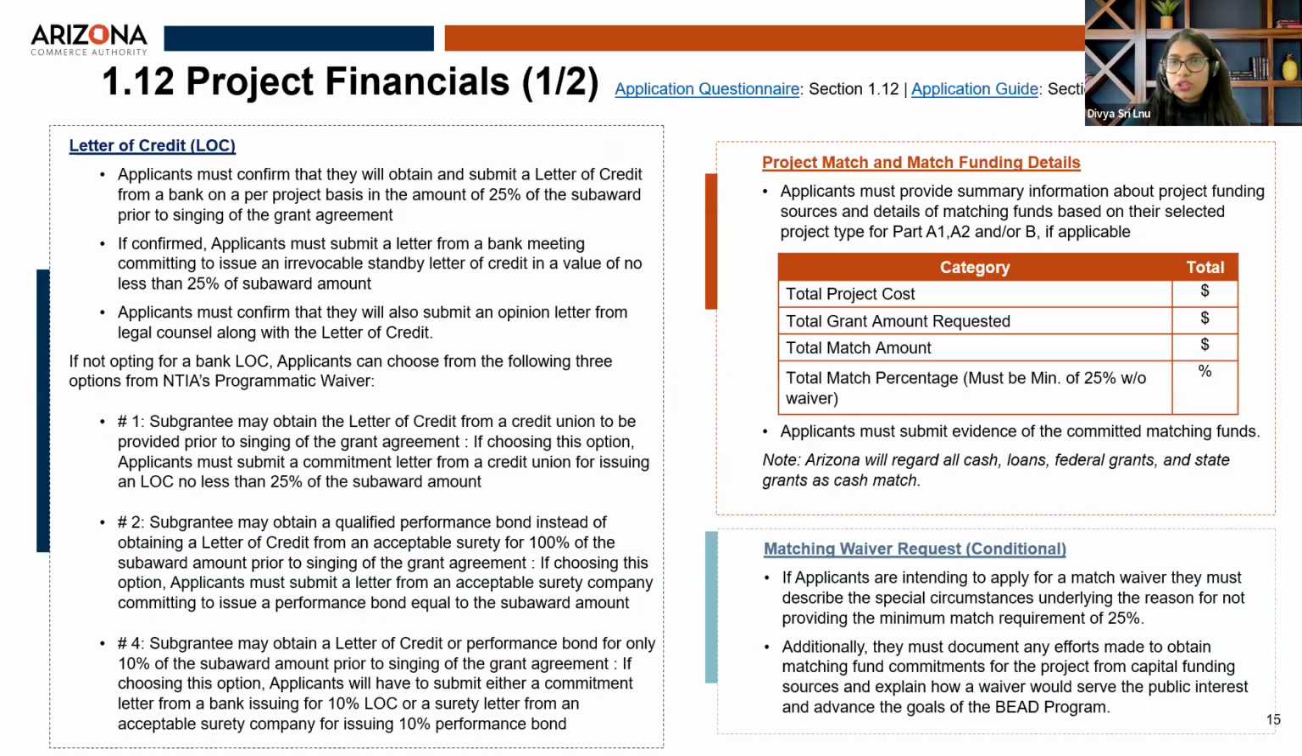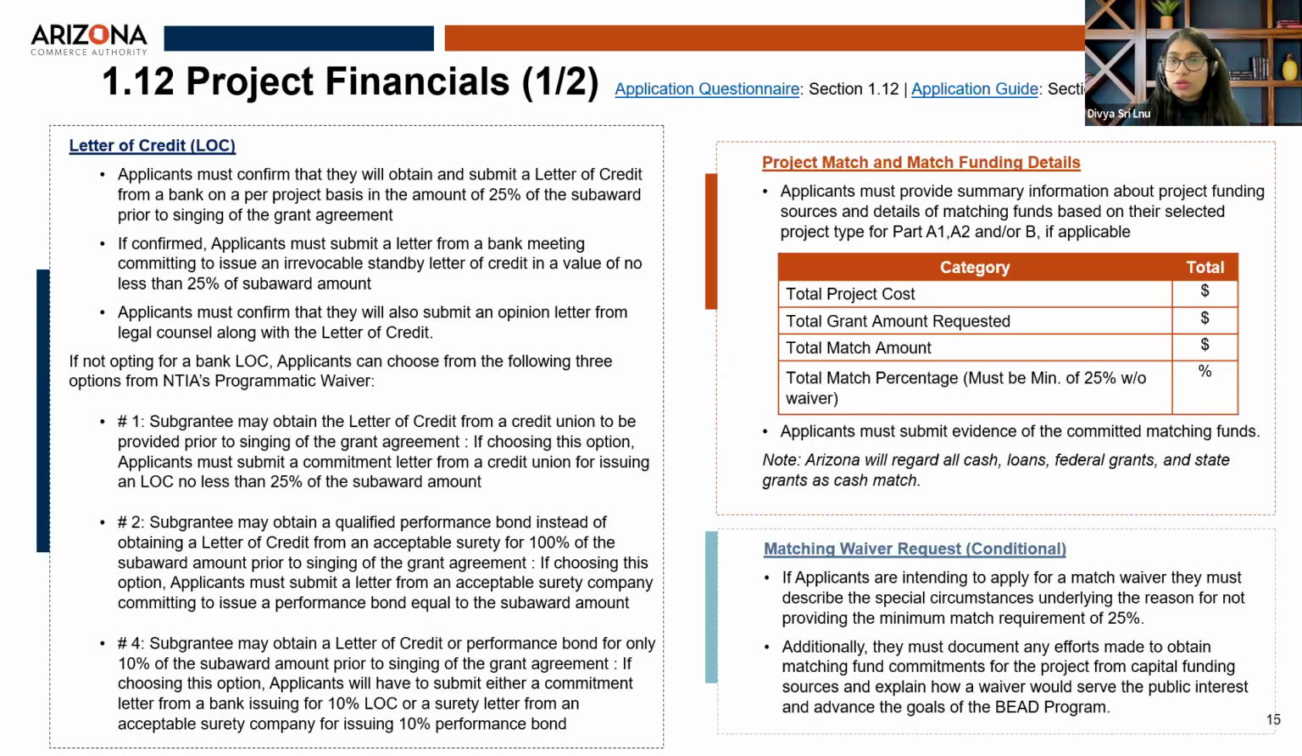The next section is the project financial section. The first subsection under this is the letter of credit requirements. As per the BEAD NOFO, all applicants are required to provide an LOC from a bank for 25% of the sub-award amount prior to signing of the grant agreement. So the first option is that an applicant can choose to select this option. And once selecting this option, the applicant will be required to provide a commitment letter from a bank committing to issue this LOC for 25% during the signing of the grant agreement.